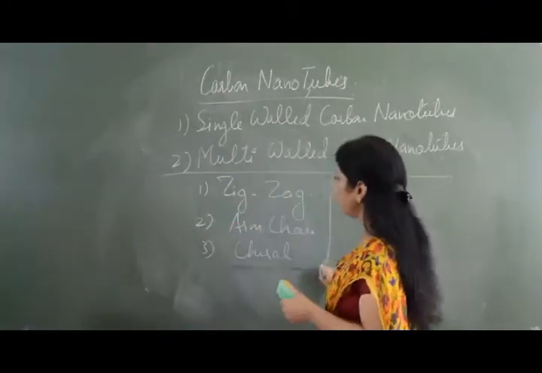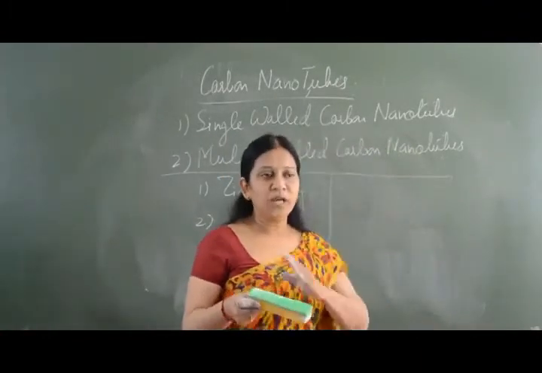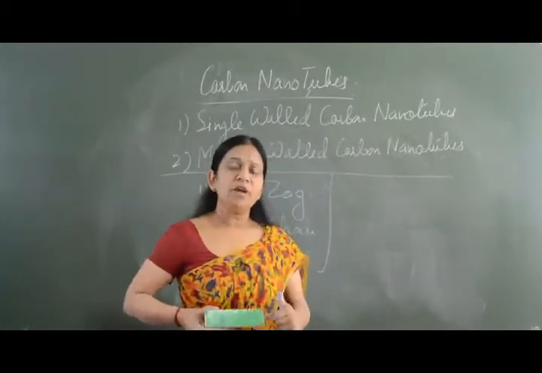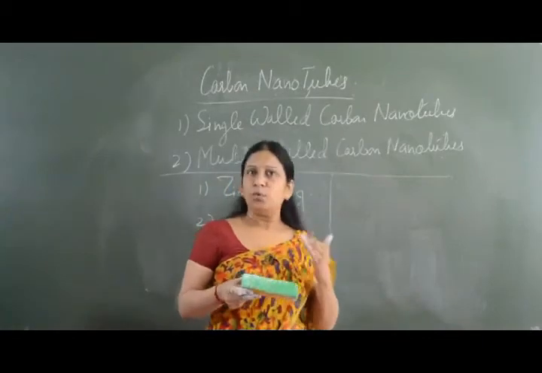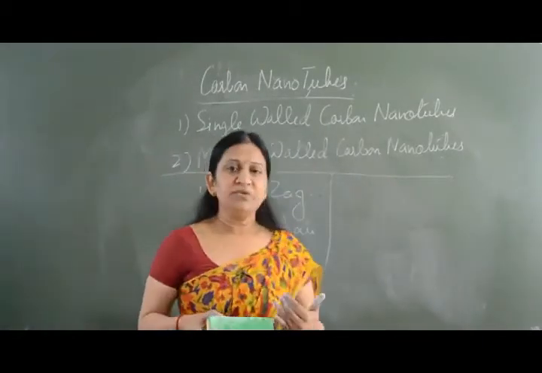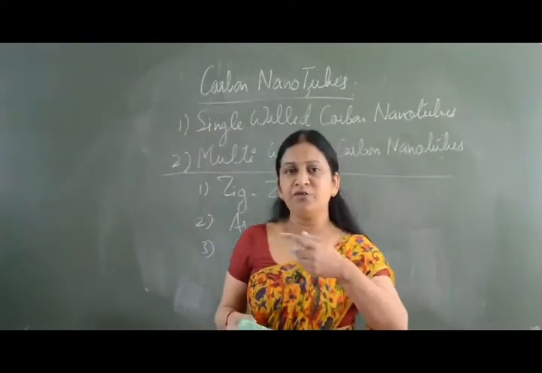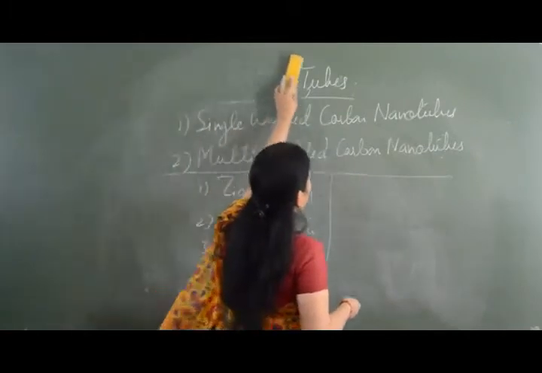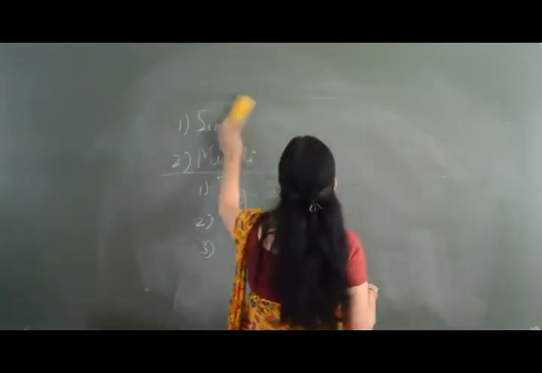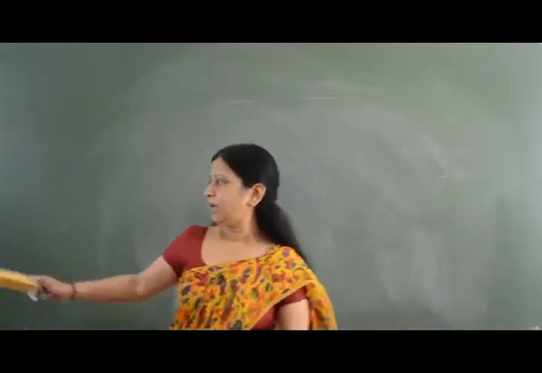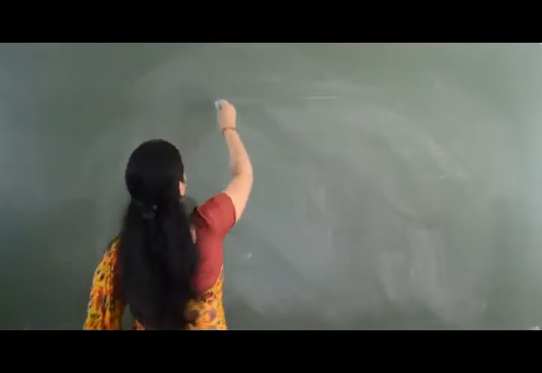The division is on the basis of whether we are rolling it vertically, that is right to left or left to right, or we are rolling it horizontally, top to bottom or bottom to top. And the third is chiral. Chiral means we are going to roll the graphite sheets in a diagonal manner. So, this is all in carbon nanotubes, and next we have applications. So, regarding applications of carbon nanotubes.